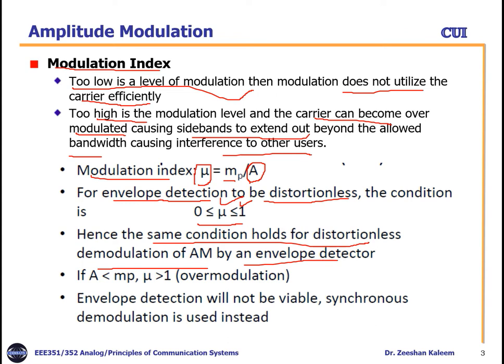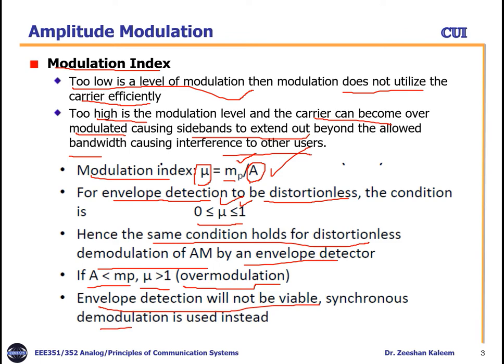And in the other case, if A is less than mp, what does it mean? If we put a value of A which is less than mp, then you know that if the denominator is less, it would result in a high value of mu. So mu will be greater than 1, and we call it over modulation. You must remember this term: when mu is greater than 1, it is called over modulation. So envelope detection will not be viable, so synchronous demodulation is used instead.